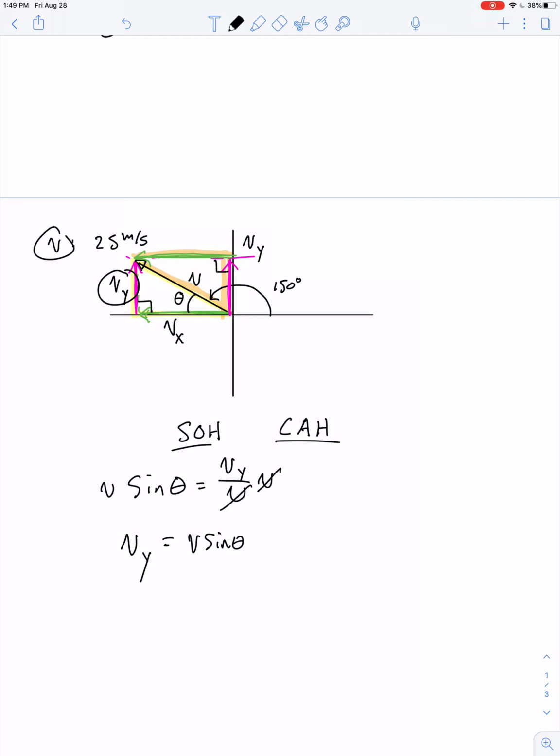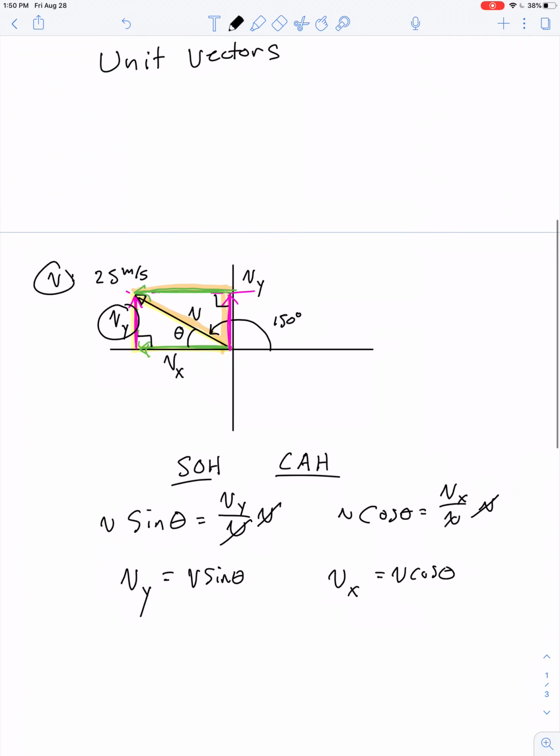This is very much the same approach we were doing when breaking velocity vectors into components in our study of projectile motion. Okay, so likewise, the cosine of this angle is equal to vx over v, and we cross multiply, and we find that the horizontal component is equal to v cosine theta. However, we have to be careful here.